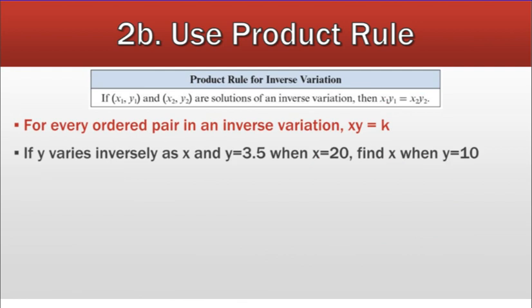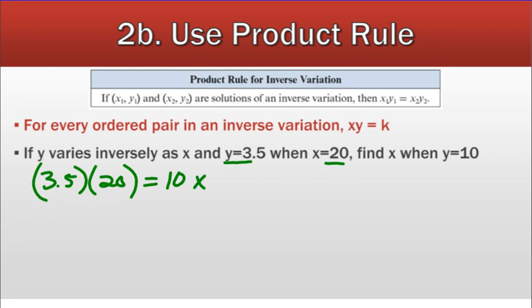Next one. If y varies inversely as x and y equals 3.5 when x is 20, find x when y is 10. So I have 3.5 times 20. There's my x1, y1. Yes, I know I switched these two numbers around. That is okay. And then here, I'm going to put my 10 first, just because normally you have your coefficient first in front of the variable.